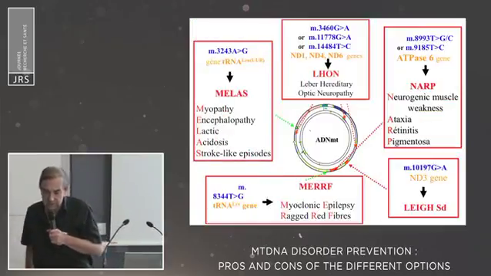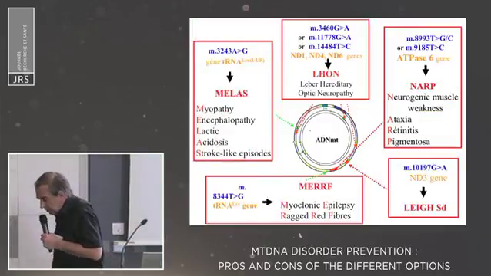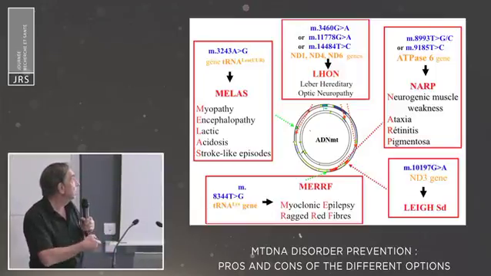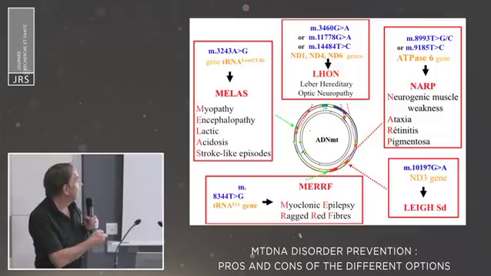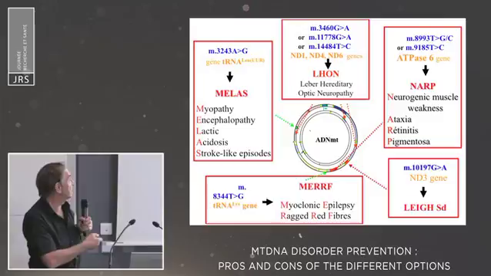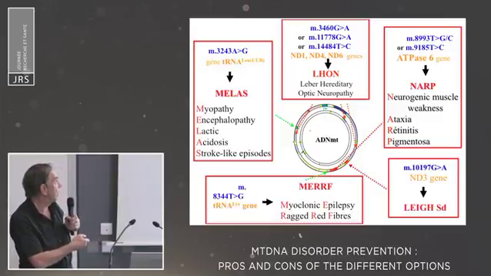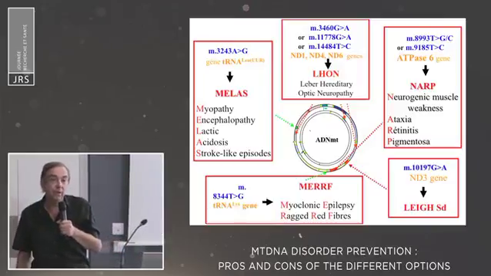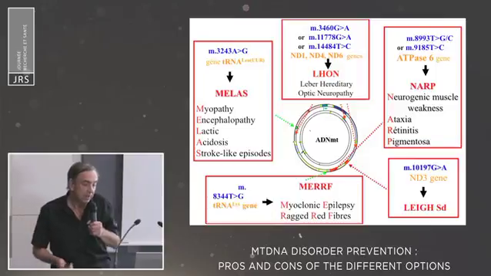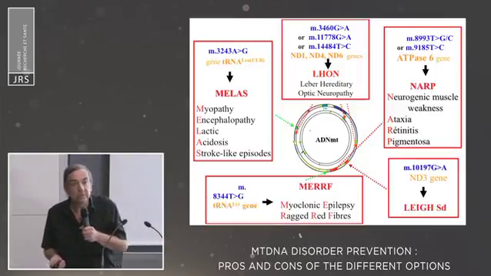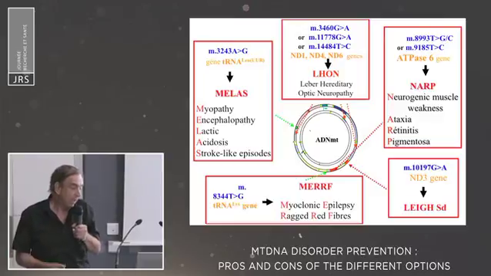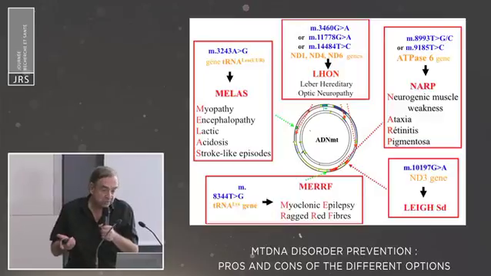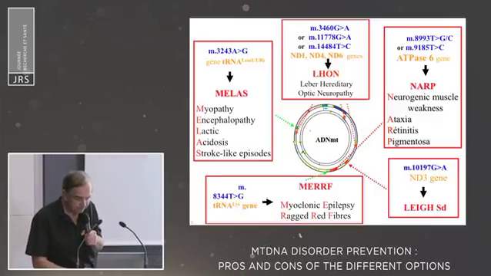Briefly, some examples of the most frequent mitochondrial DNA disorders, with very difficult acronyms such as MELAS, Leber hereditary optic neuropathy, NARP, and so on. Most of these disorders are really serious and without any effective treatment, so a couple at risk of transmitting such disorders are very interested in reproductive options.